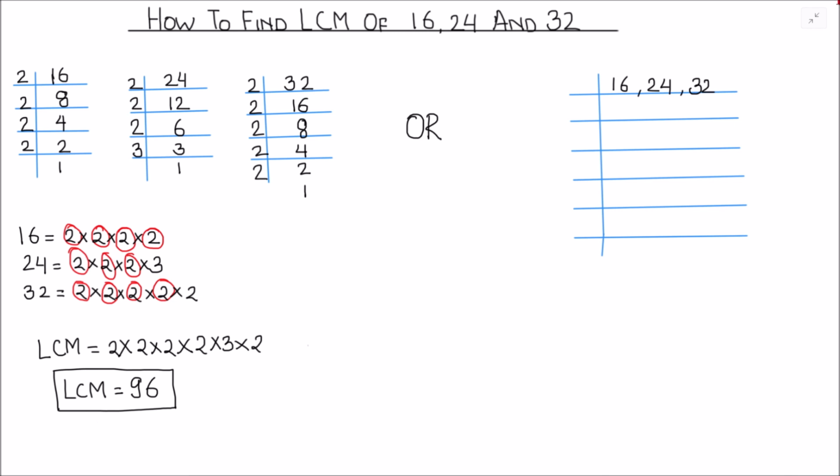Let us now find the LCM by our single ladder method, where we write all the three numbers together and divide these numbers together. As all the three numbers are even, we are going to use 2 as the common factor. So 2 times 8 is 16, 2 times 12 is 24 and 2 times 16 is 32. Again all the three numbers are even, so we are going to use 2. So 2 times 4 is 8, 2 times 6 is 12 and 2 times 8 is 16. We are going to divide by 2, so 2 times 2 is 4, 2 times 3 is 6 and 2 times 4 is 8.